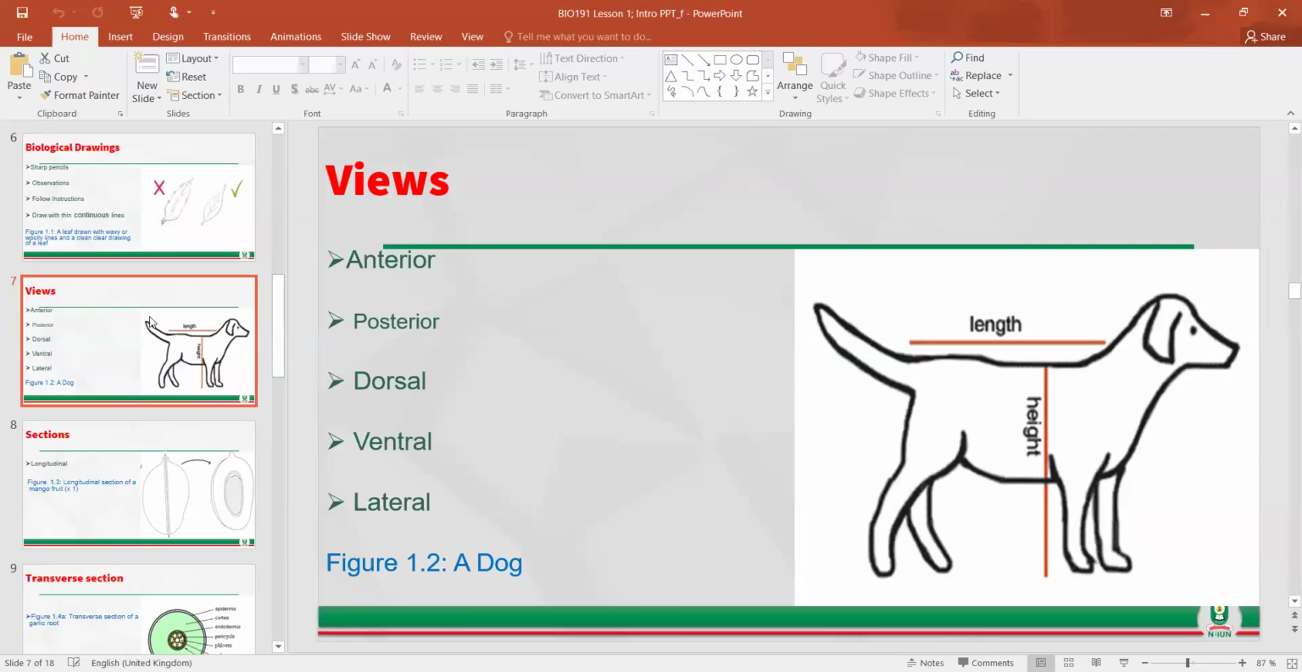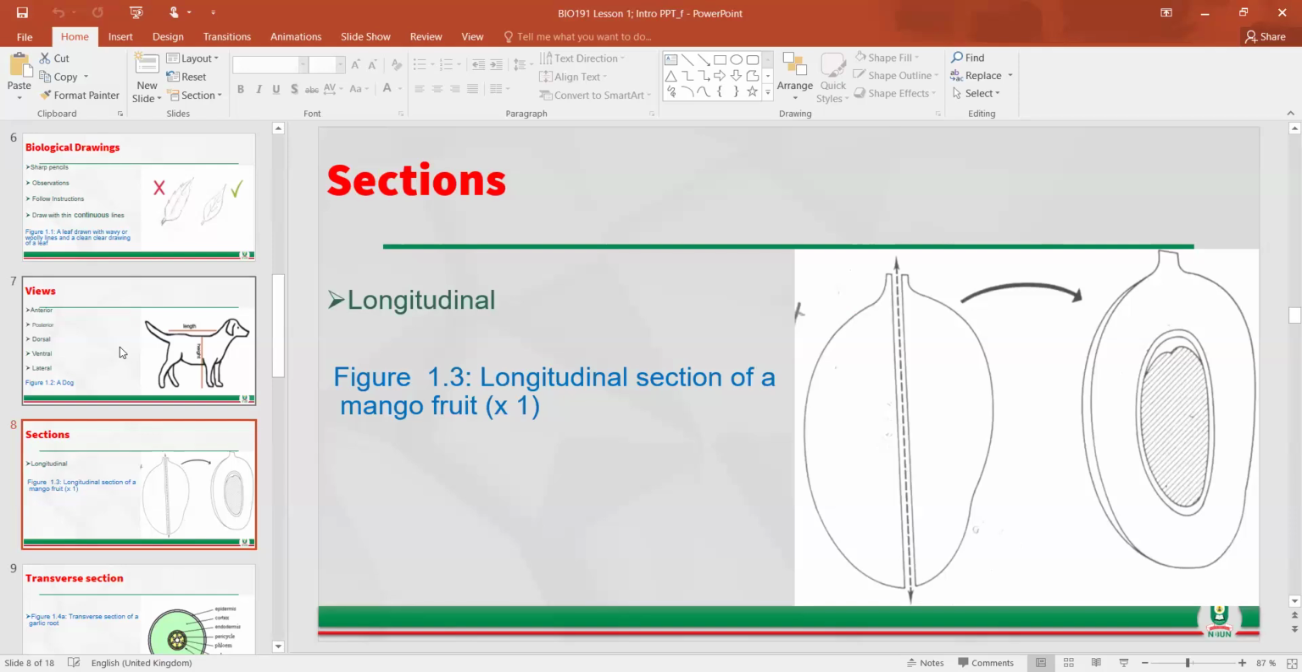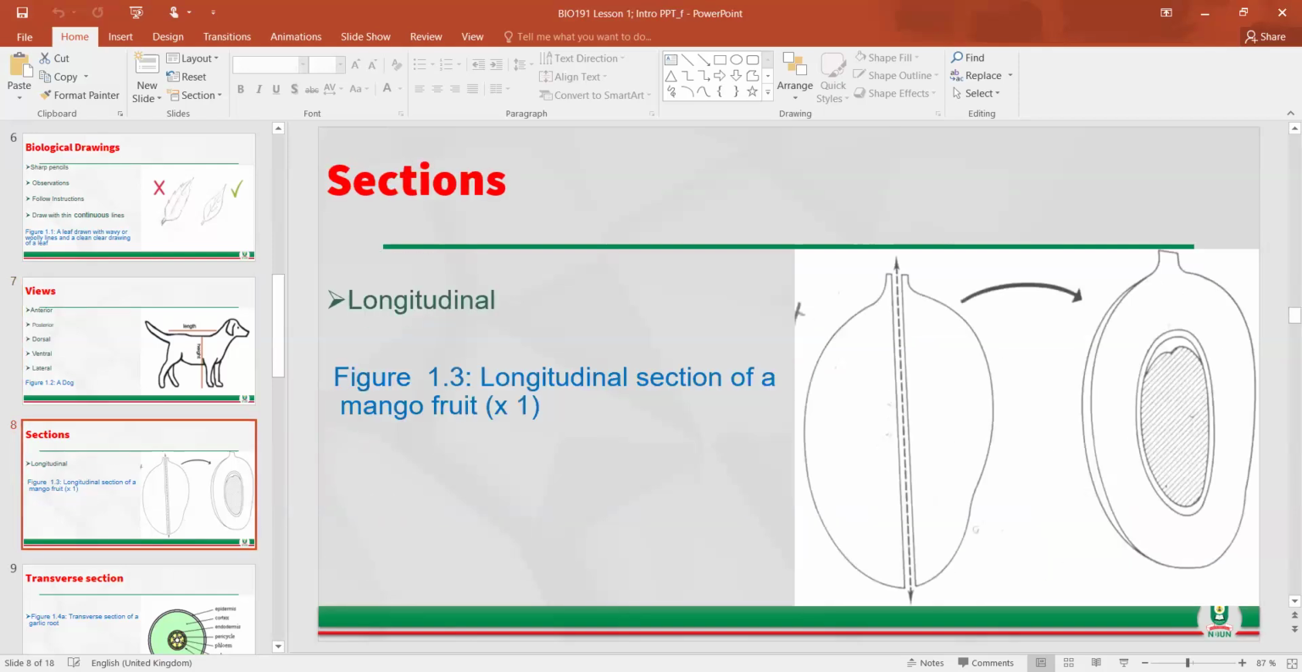See figures. And figures have to be well put up. Figure 1.2. The other one seen earlier is figure 1.1, a leaf drawn with fuzzy or woolly lines, and a clean, clear drawing of the leaf. Then, having explained the views, the side we are drawing from, let's look at sections.